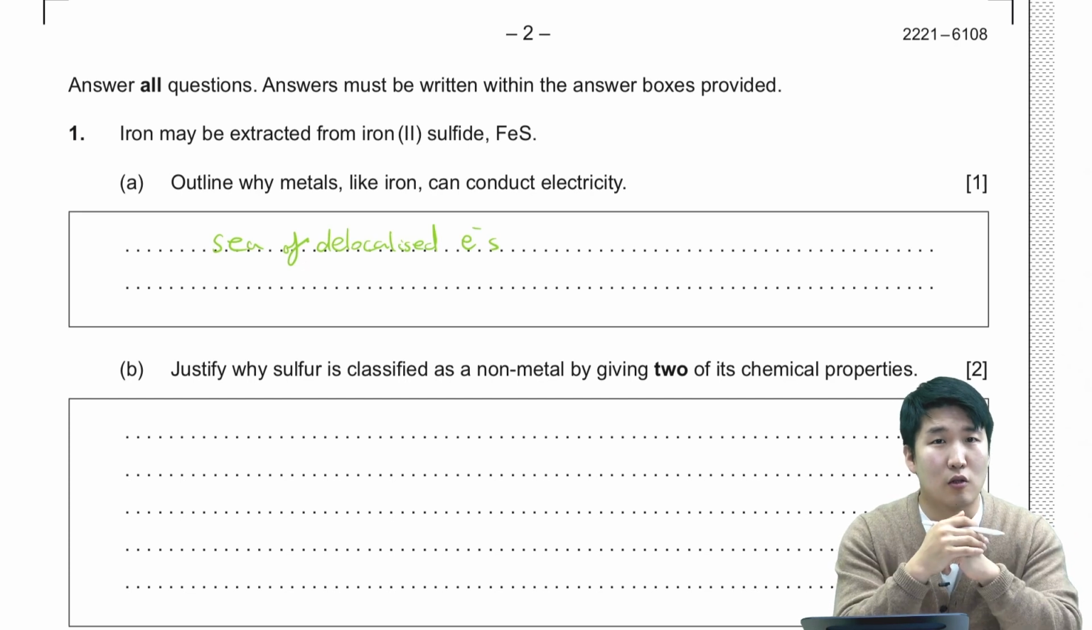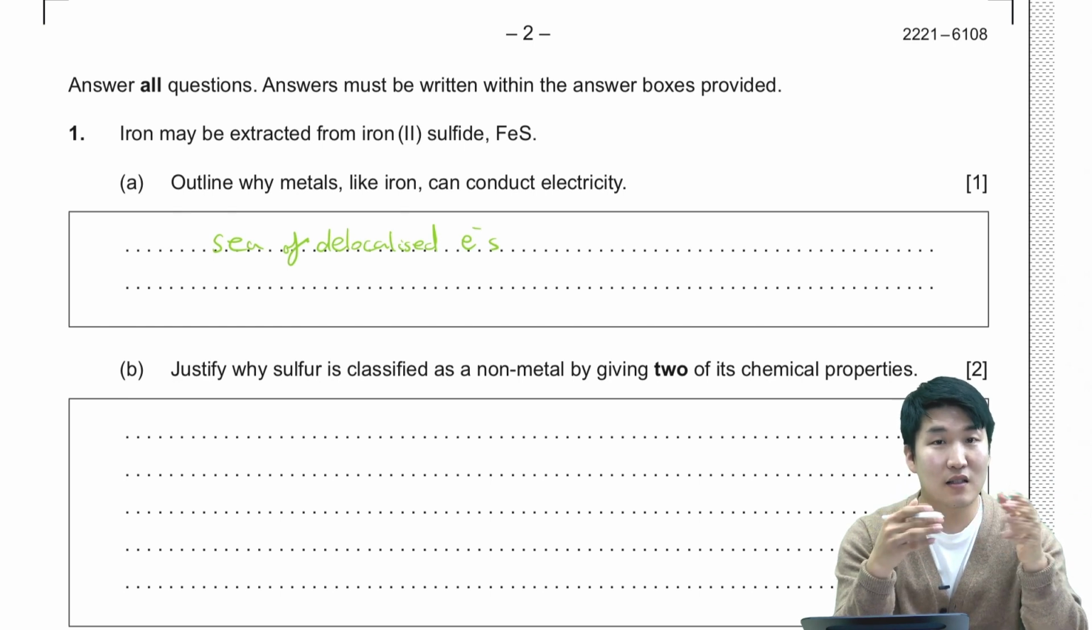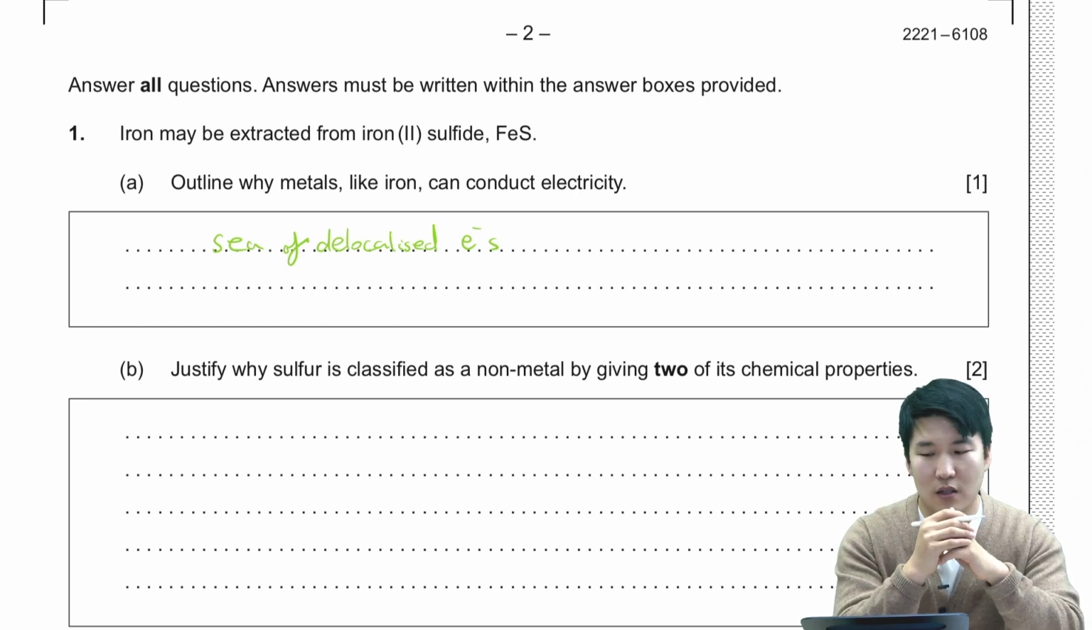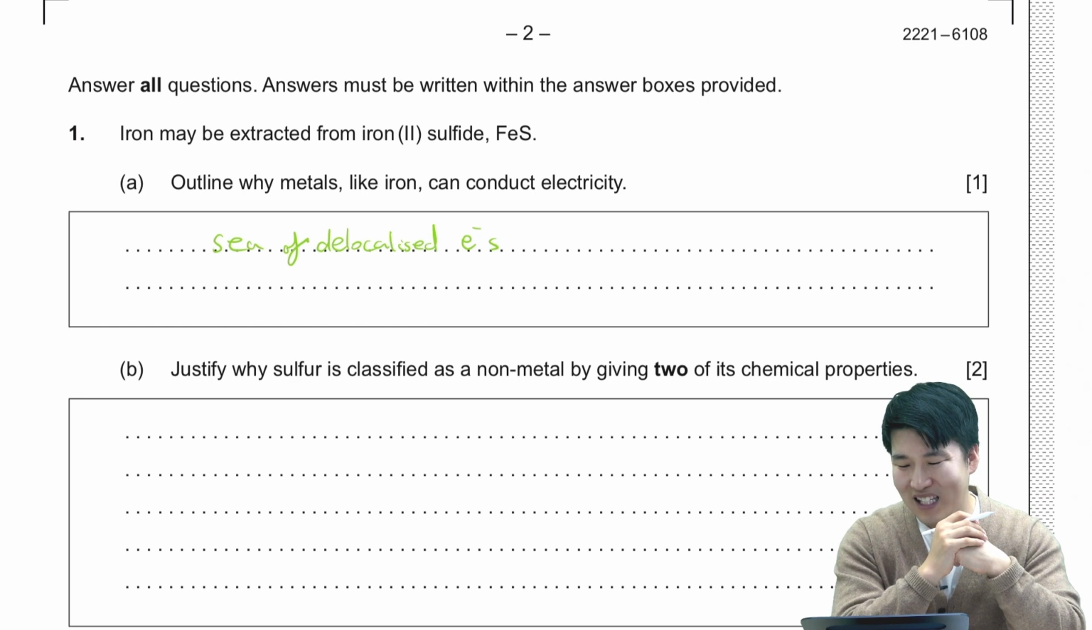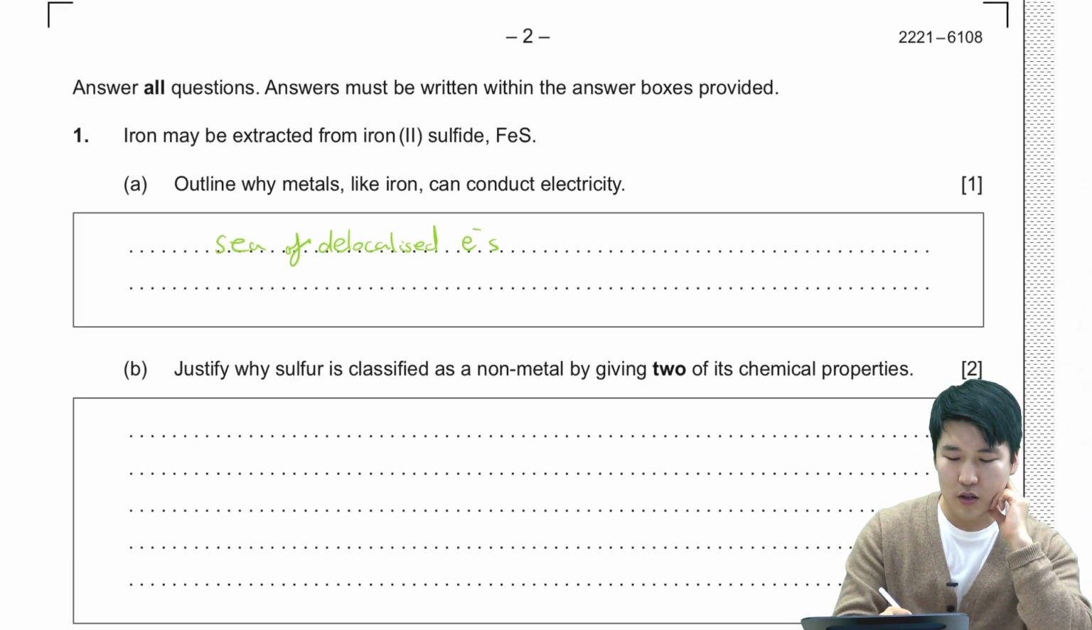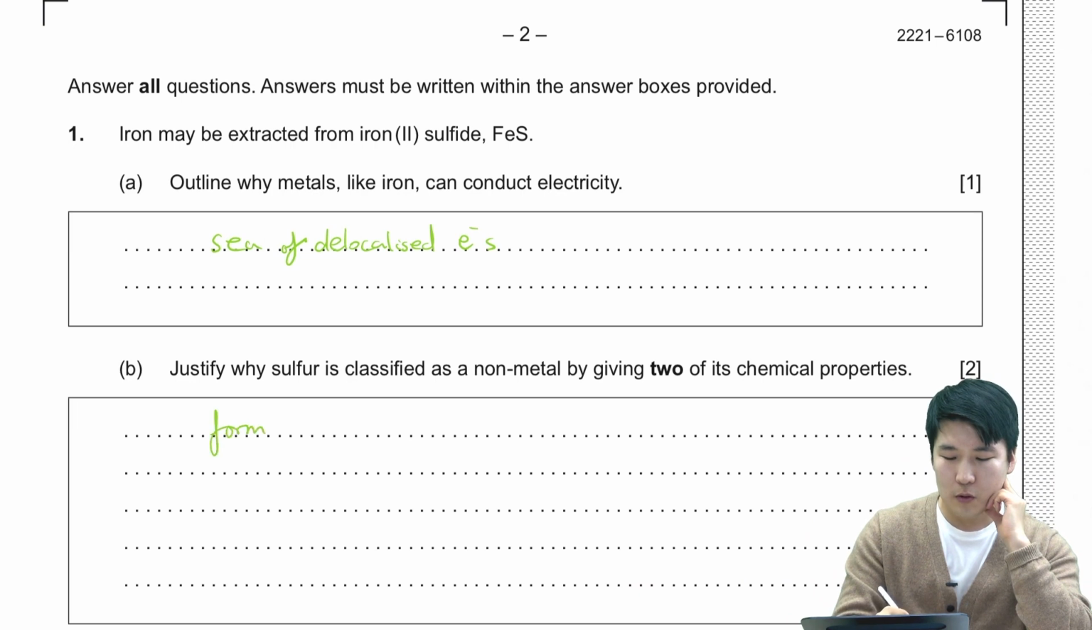Sulfur. Why is it a non-metal, not a metal? First thing is iron sulfide. Sulfide is acting as the anion because sulfur is a non-metal. So the first chemical property is that sulfur forms anions in ionic compounds.